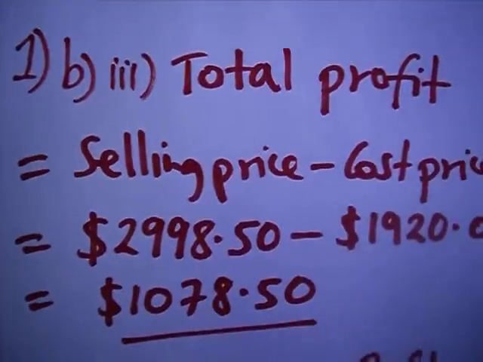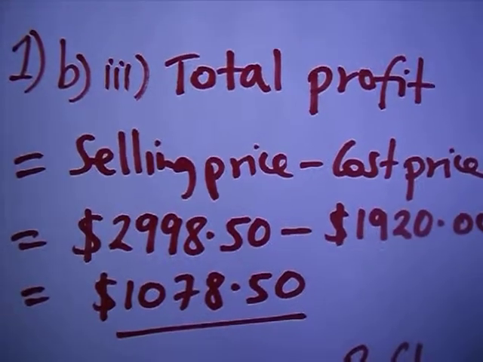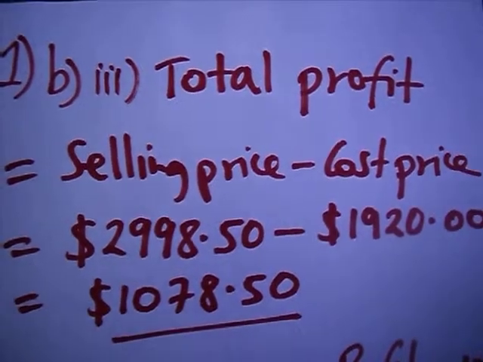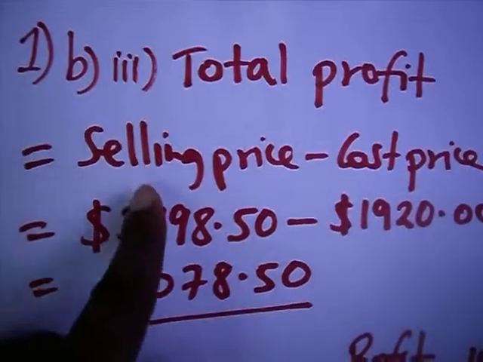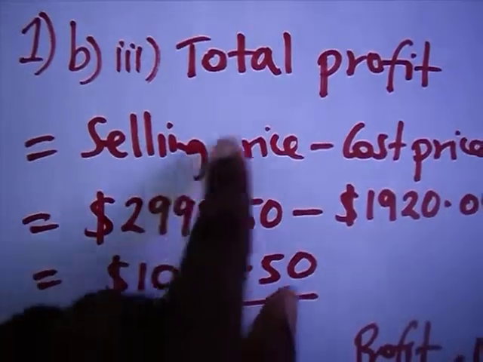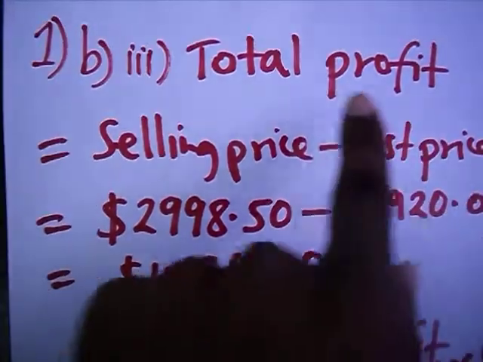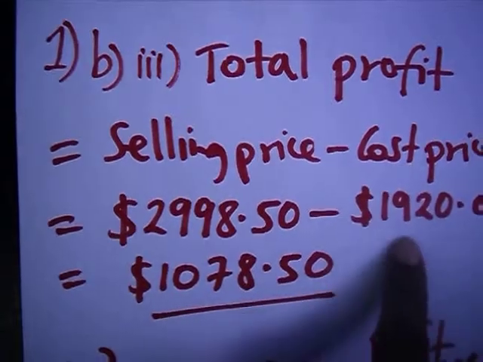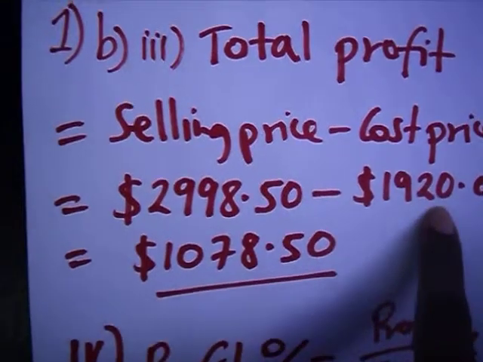Next one. They ask you to find the total profit, and for you to find the total profit, remember that the total profit, given the selling price and the cost price, is the selling price minus the cost price. Note that the selling price is greater than the cost price for you to get a profit. So you're supposed to subtract cost price from selling price. The cost price we got from the question is 1,920. Remember that from the question?